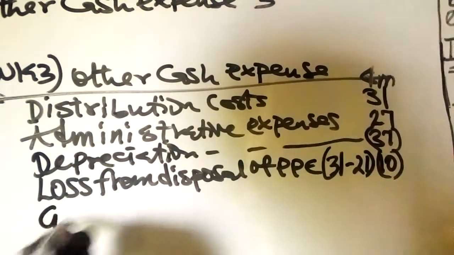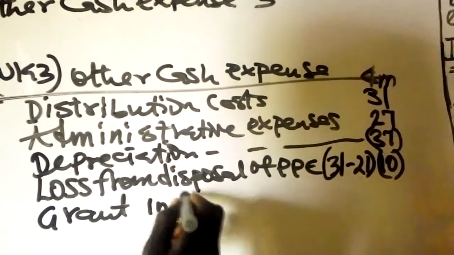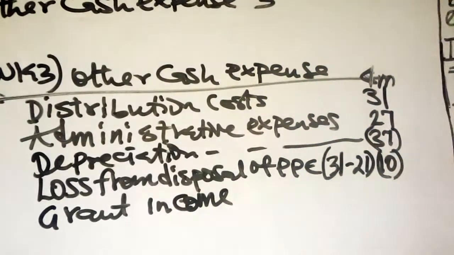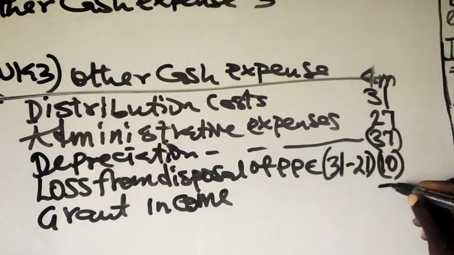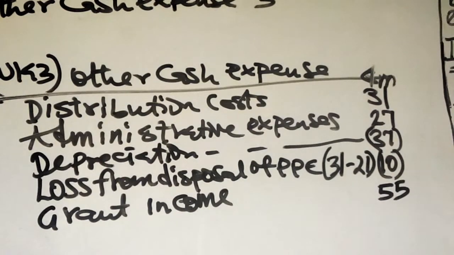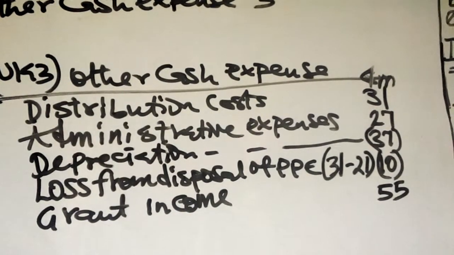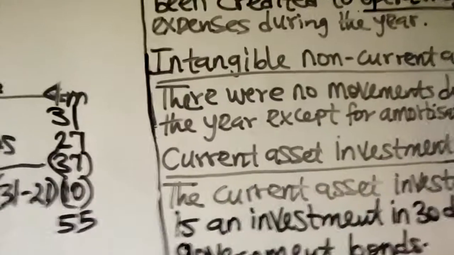So we have grant income which has been credited, so you add it back. In order to bring that to operating expenses, because the grant income follows the accrual basis or accrual based principle.